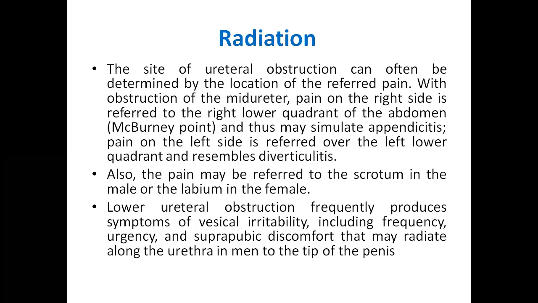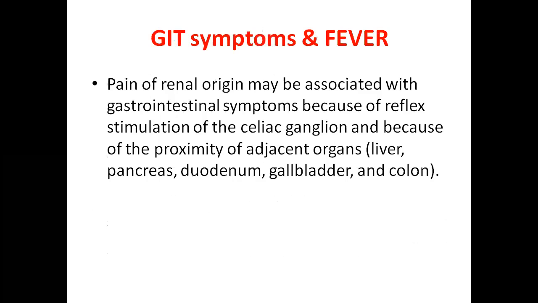Pain may be referred to the scrotum in the male or labium in the female. The obstruction usually occurs because the stone is lodged at the intramural part of the ureter. Lower ureteric obstruction frequently produces symptoms of vesical irritability, including frequency, urgency, and suprapubic discomfort that may radiate along the urethra in men to the tip of the penis.